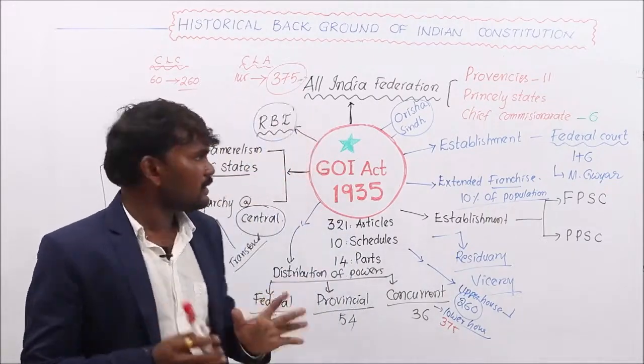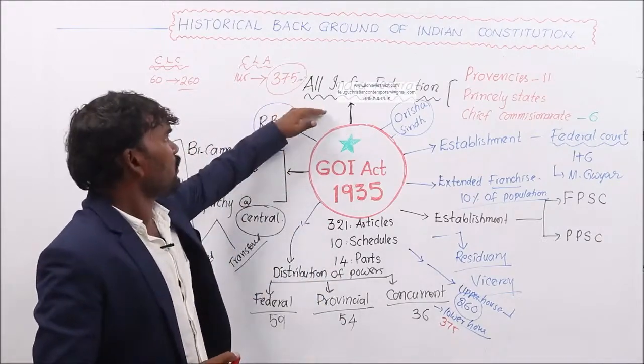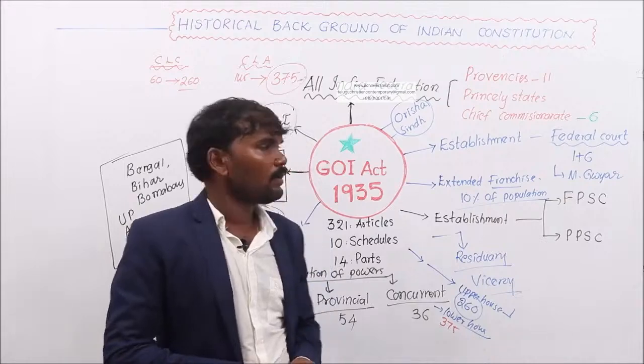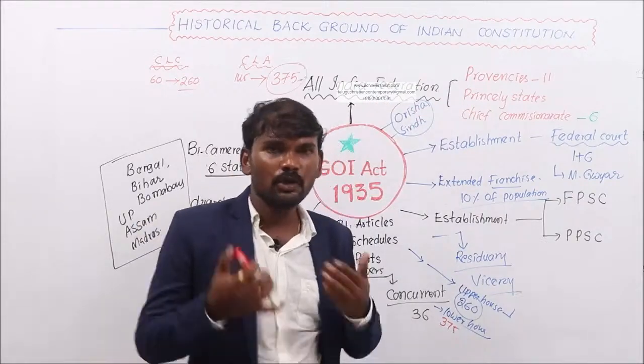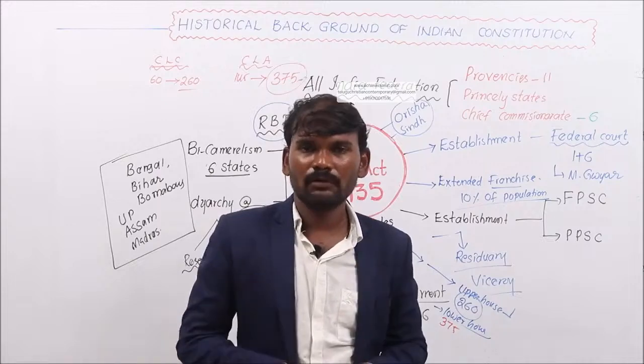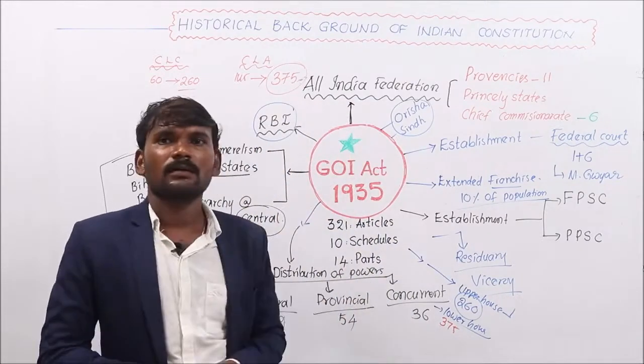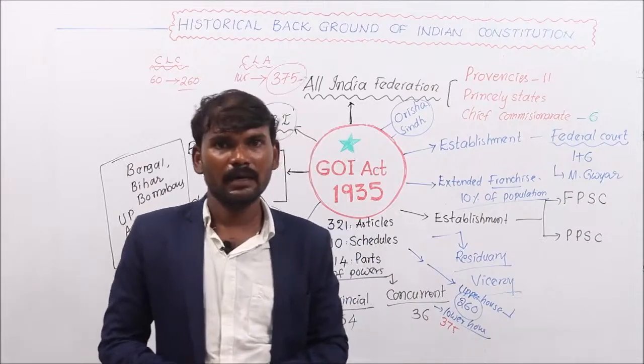The major concept enacted by this Act was the framing of the All India Federation, but it did not come into existence because the majority of princely states did not agree to join the All India Federation system. So the establishment of the All India Federation did not come into existence. These are the major salient features of the 1935 Government of India Act.